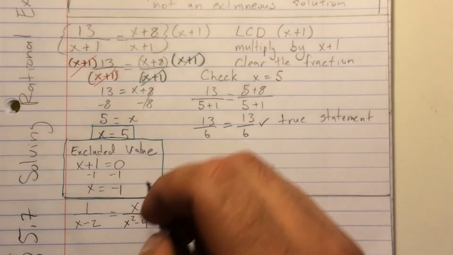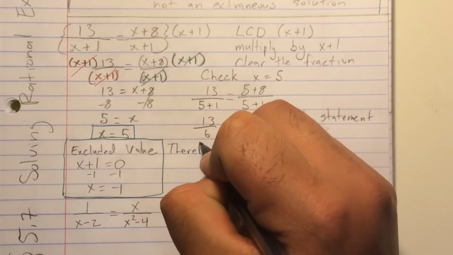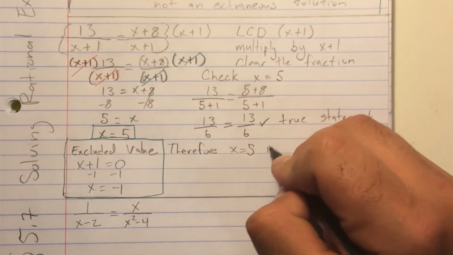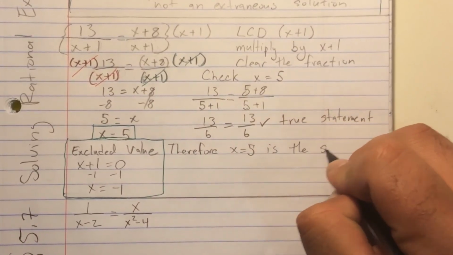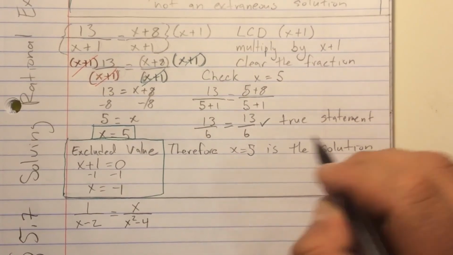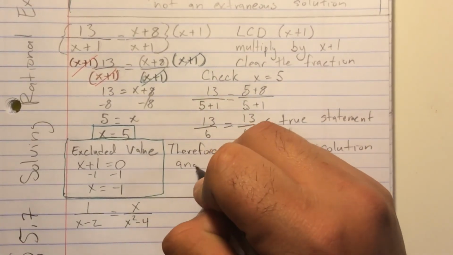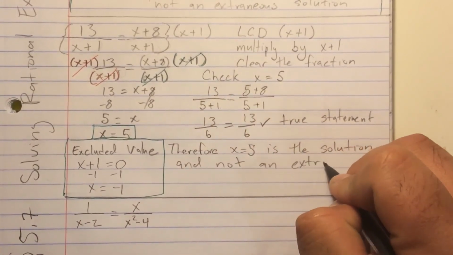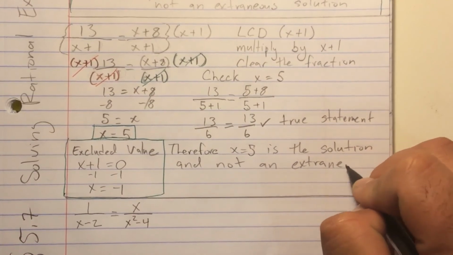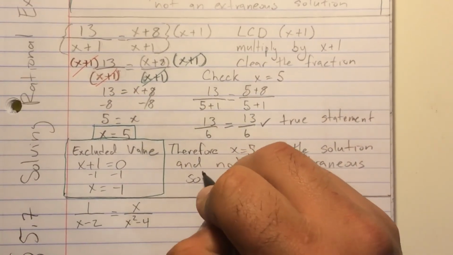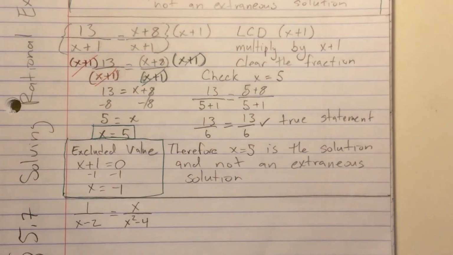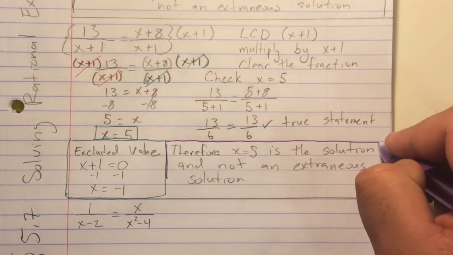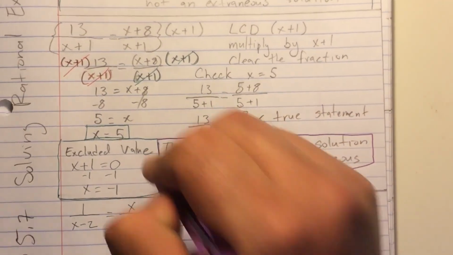Okay, so now we write our conclusion. Therefore, x equals 5 is the solution and not an extraneous solution. Let's go ahead and box that answer up as well. It's muy importante too. That's our part 2.